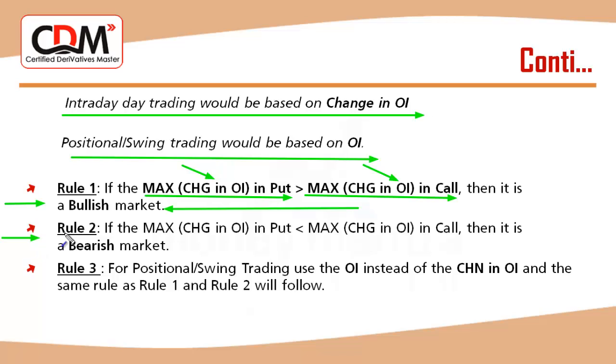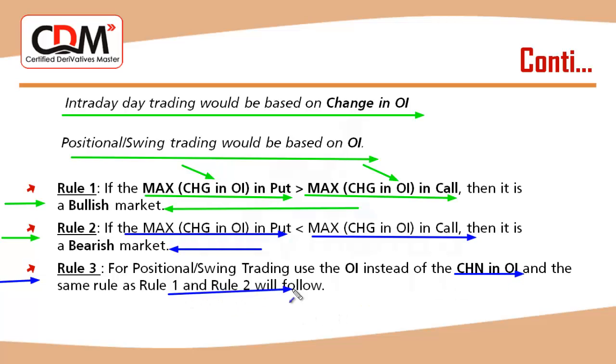Second condition, if max change in open interest in put is less than max change in open interest in call, then it is a bearish market. Again, we are referring here to max change, which is used for intraday trading. Now for the third condition, for positional or swing trading, use the open interest instead of the change in open interest. For positional trading, we will use only the open interest, not the change in open interest. And the same rules 1 and 2 will apply for rule 3.